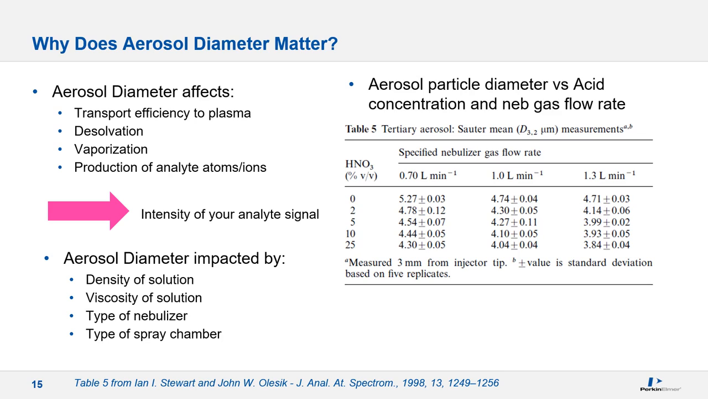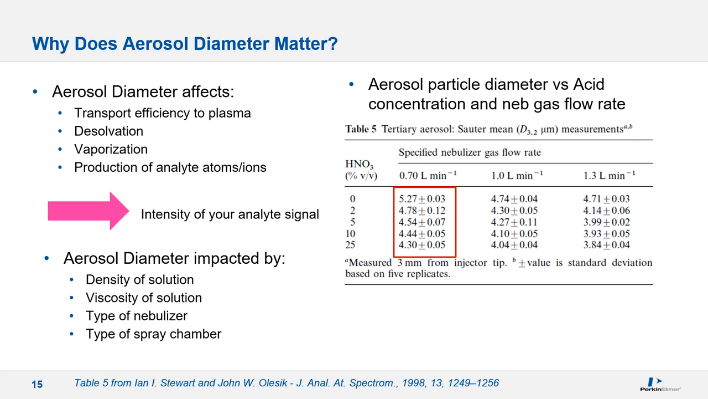The aerosol diameter can also depend on the concentration of the acid you are using. The chart below was taken from a research paper referenced at the bottom of the slide and shows that between a deionized water solution and a solution containing 25% nitric acid, the particle mean diameter entering the plasma changes by nearly 1 micron. This doesn't seem like much, but it can have a huge effect on what happens to those particles in the plasma when you only have 12 milliseconds for those particles to be ionized.